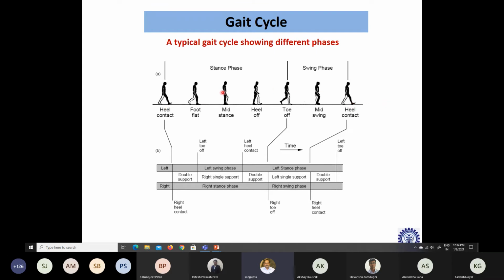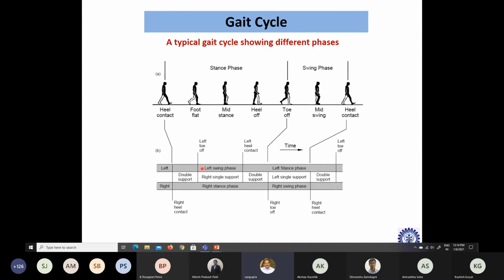So a cycle has to be repetitive in nature. It starts with heel strike, and then the next instant is the foot flat. After you strike the ground with your heel, the whole right foot becomes flat. And you see the change in the left leg, which is white. There is a mid stance phase where there is double support. You see that the double support is here as well.